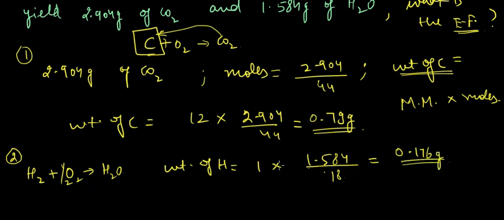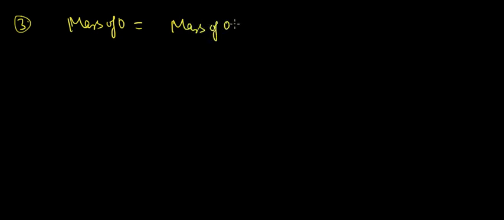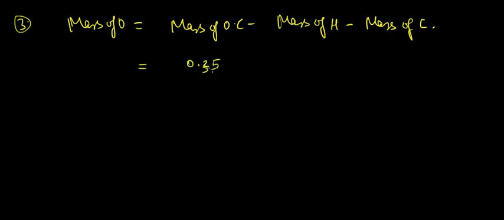Similarly, third, we can say what is the mass of oxygen consumed. Okay, so mass of oxygen would be mass of organic compound minus mass of hydrogen minus mass of carbon. Okay, so this would come out to be 0.352 grams. Okay, next let us apply a ratio method.